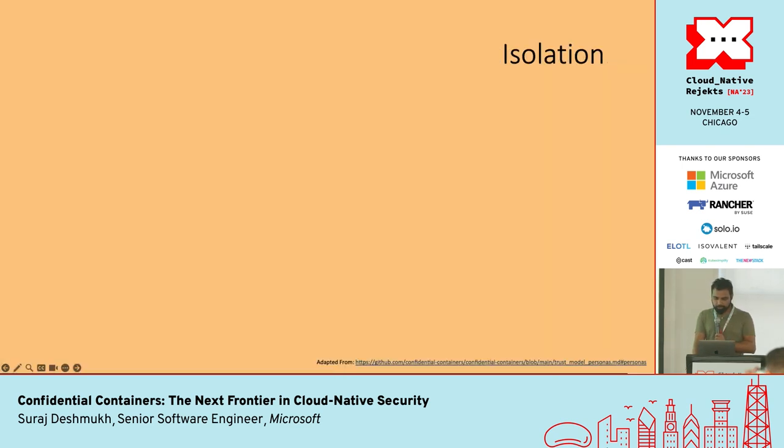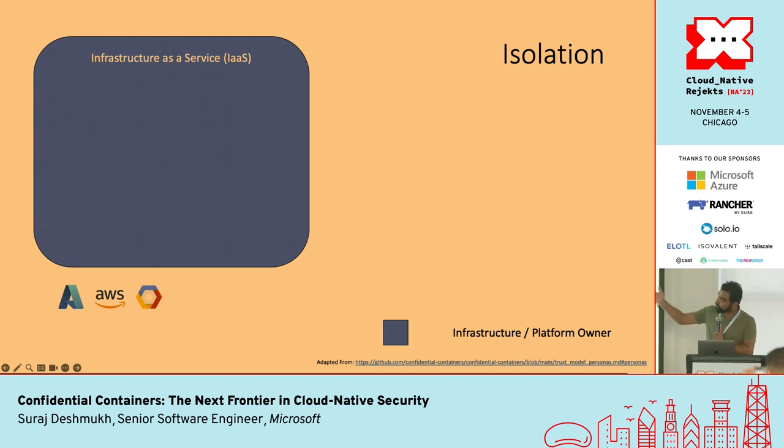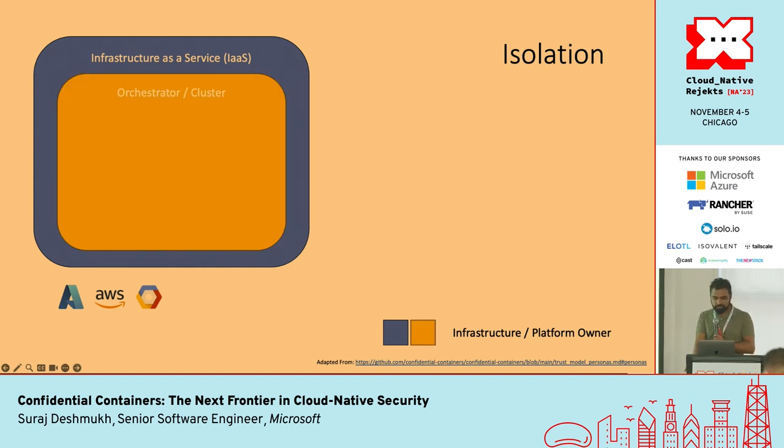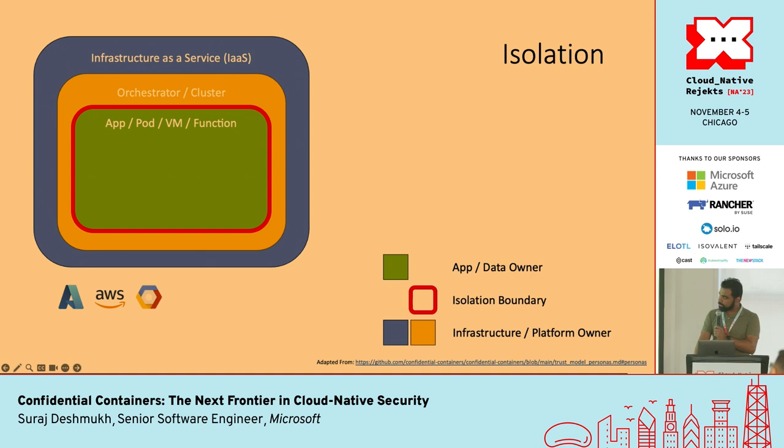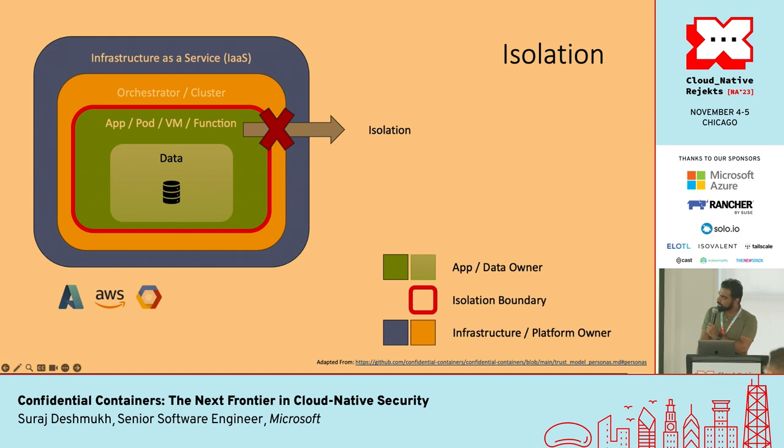Typically, the isolation looks like this: whatever cloud provider has this infrastructure. You may have an orchestrator, or you're using plain VMs, and this is where the app or VM, whatever function, comes in. The red line is what the isolation boundary looks like, right? And then you can get data or application inside it. So that's isolation. Nobody can get out of the red boundary on the orchestrator level or the infrastructure level. Not in absolute terms, people can get out if they find some CVE or whatever. But that's the idea of isolation. The platform is trying to restrict whatever is inside to not come outside.